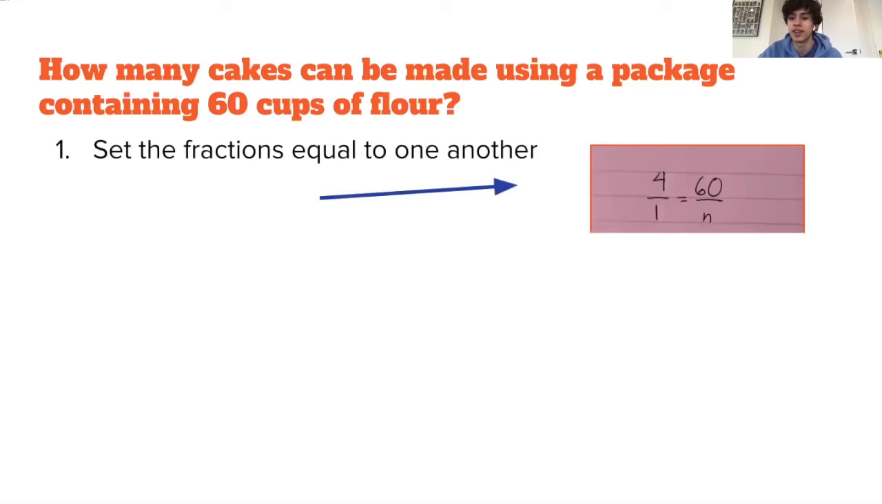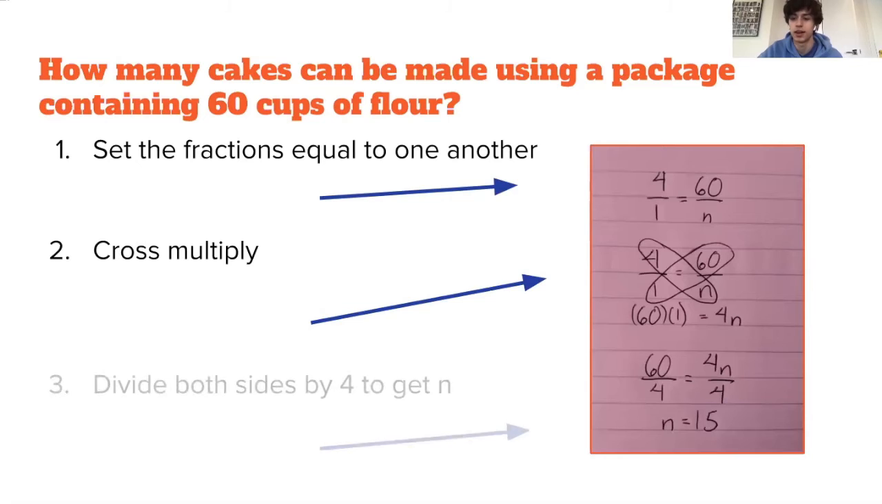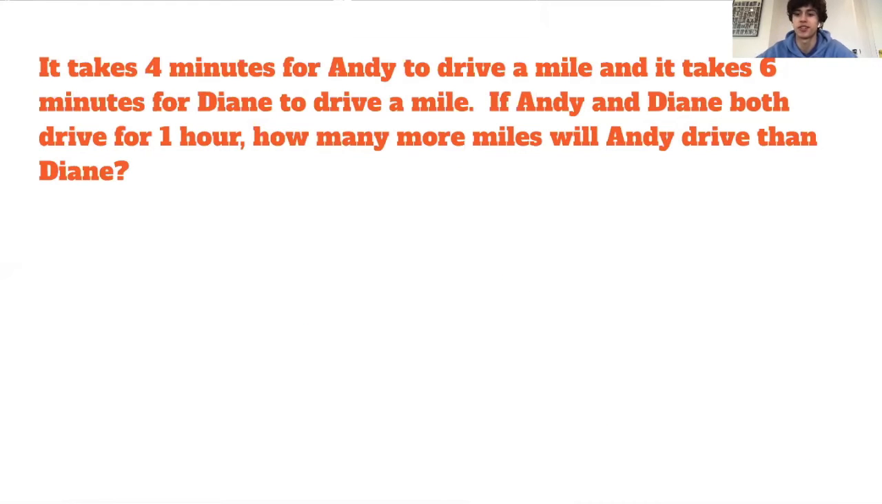Let's replace the number of cakes with n as a variable. We would use c, but since we have cups and cake, c might get confusing. Now to find the value of n, we have to cross multiply. When we cross multiply, we have 60 cups times 1 equals 4n. We're left with 60 equals 4n. Next, divide both sides by 4, and we have n equals 15. This means that with 60 cups of flour, we can make 15 cakes. Moving on to number 7.